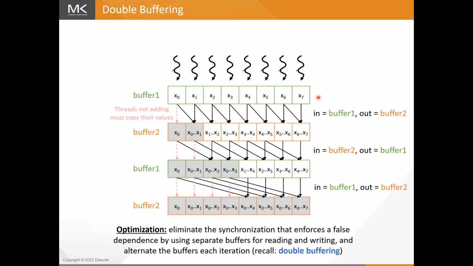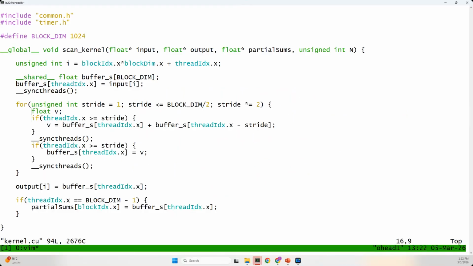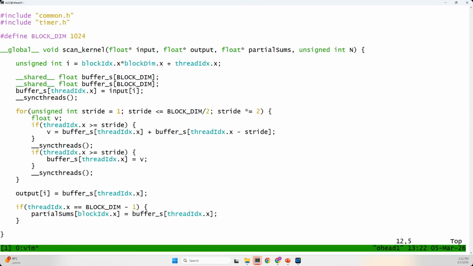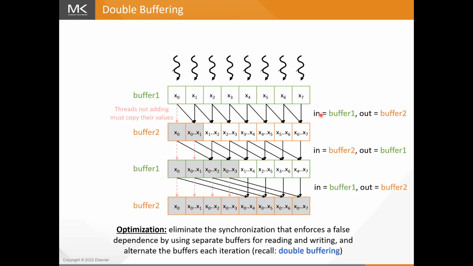Okay, so let's go to the implementation now. So now, instead of having just this one buffer, I'm going to have two buffers. I'm going to call one of them buffer one and one of them buffer two. Okay, and then I'm going to create two pointers, an input buffer pointer and an output buffer pointer that I'm going to use to keep swapping between the two buffers.